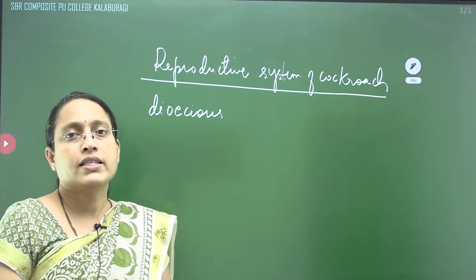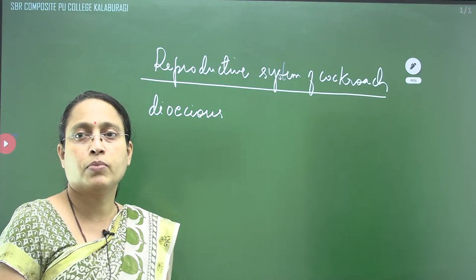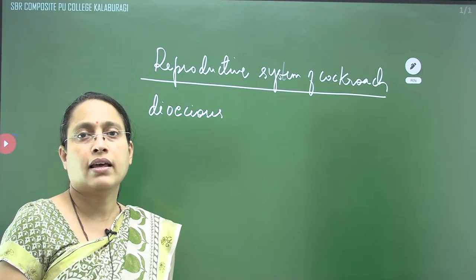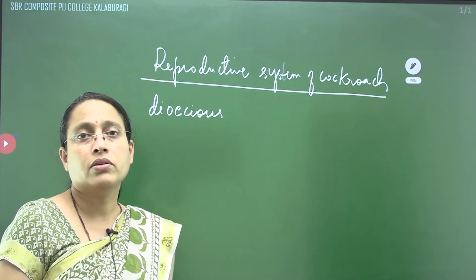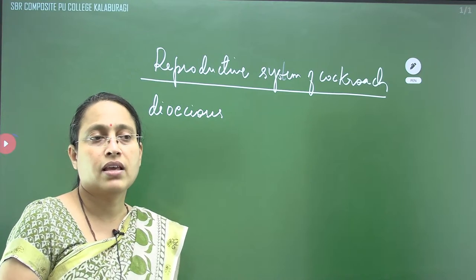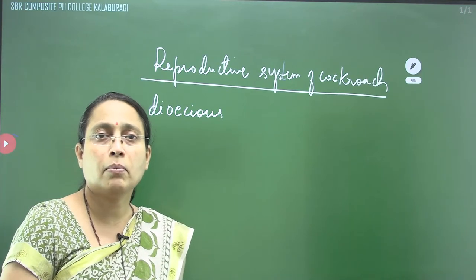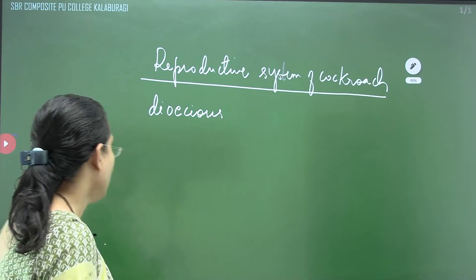And when we say dioecious, the sexes are separate. It means male produces sperm and female produces the ovum, and they are totally different individuals. That means there is no united sex. It means there is no male and female reproductive system in the same individual. So such a type is not there in cockroach.